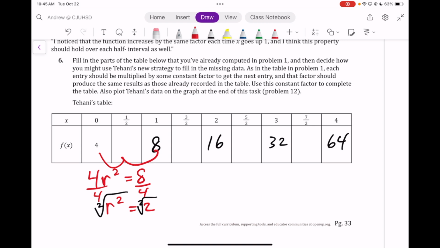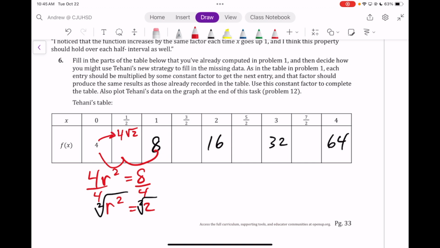So the square root of 2 is a number that goes on. It's a decimal that goes on forever. It never repeats. It doesn't have a pattern. So the most accurate thing we can say is that this is 4 times the square root of 2. And that comes from just multiplying 4 times that ratio.